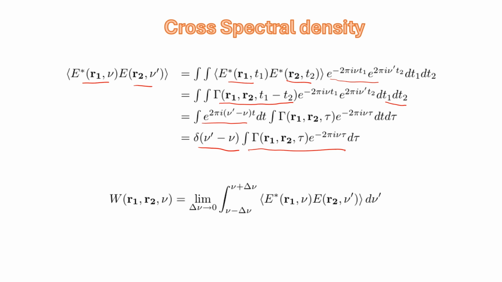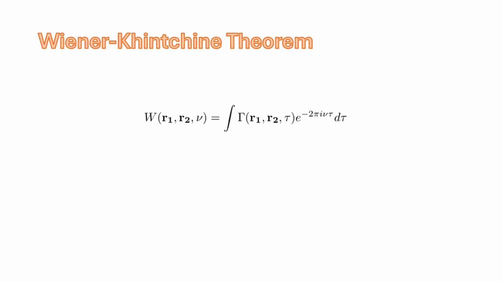Now we can define a quantity which we'll call the cross-spectral density, which would be the limit as delta nu goes to 0 of this expectation value of the field drawn from two different points in space at two different frequencies. And so what we've derived as a part of defining the cross-spectral density is what's called the Wiener-Khinchin theorem, that the cross-spectral density of the field is the Fourier transform with respect to tau, for the stationary field, of the mutual coherence function.